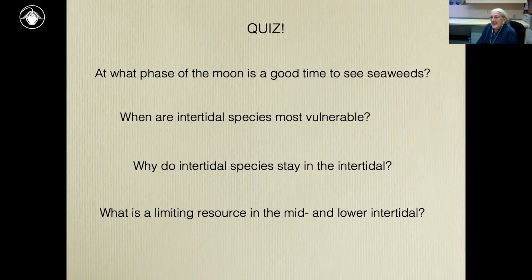And then having looked at those pictures of the intertidal, what is a limiting resource in the mid and lower intertidal particularly? What is at a premium? Space, the final frontier. Finding a place to grow, to drop your spores and exist is extremely limited in the intertidal because it's wall-to-wall species, plants and animals.